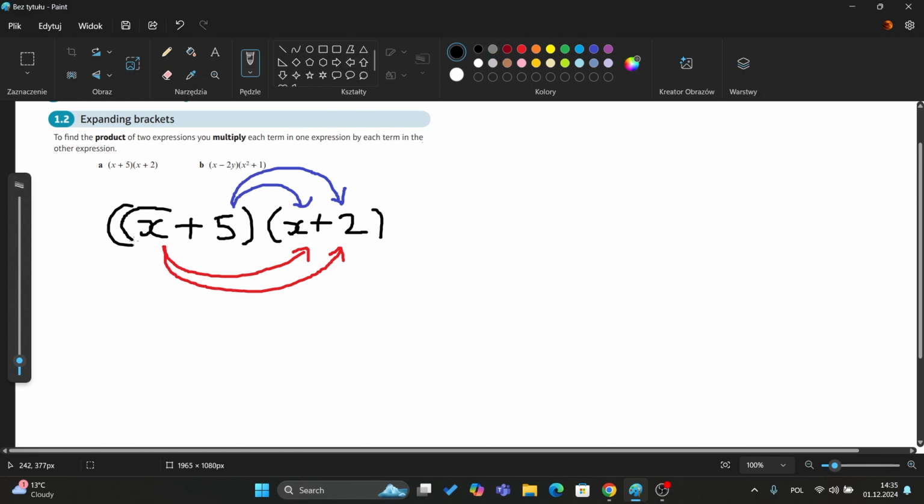We concentrate on x now. That means that x times x is x squared, and x times 2 is 2x. And then we have 5. We concentrate on 5. So 5 times x is 5x. And then 5 times 2 is 10.